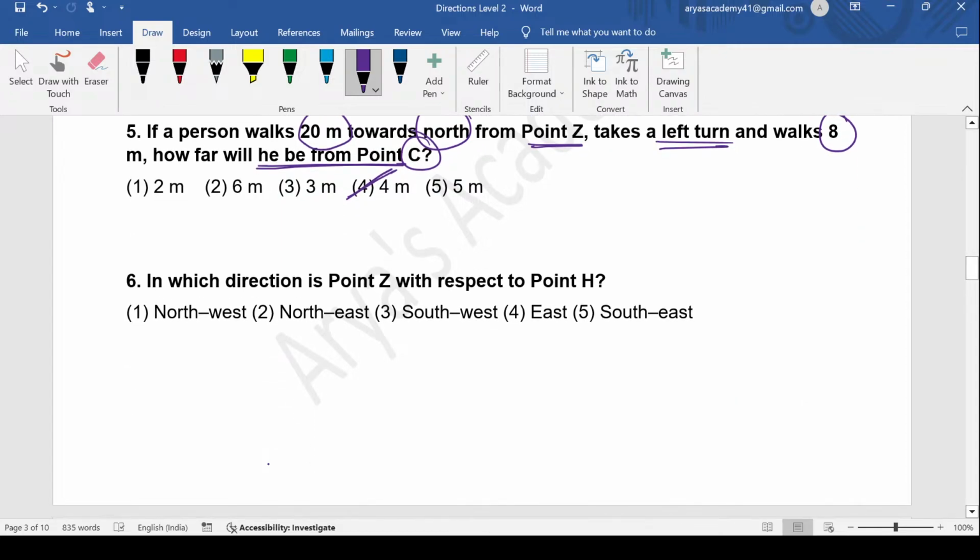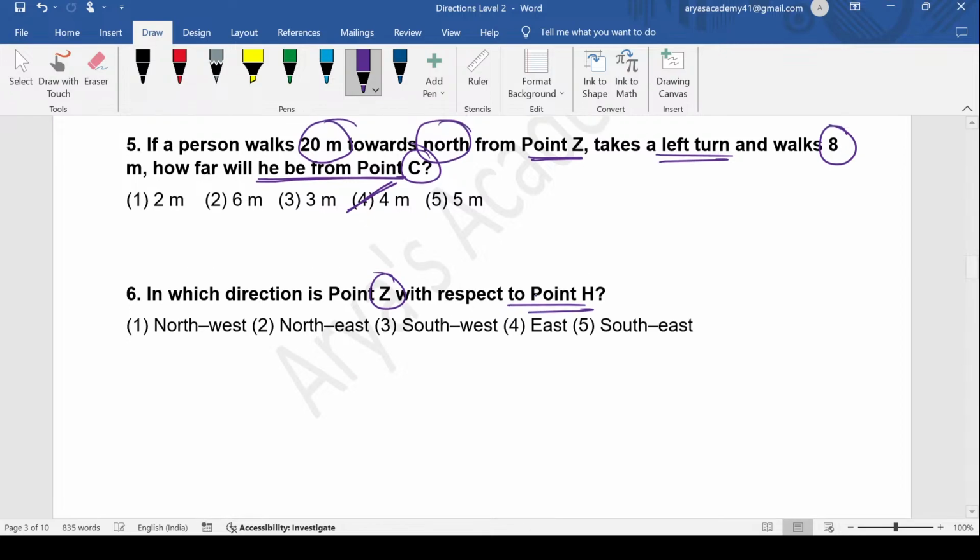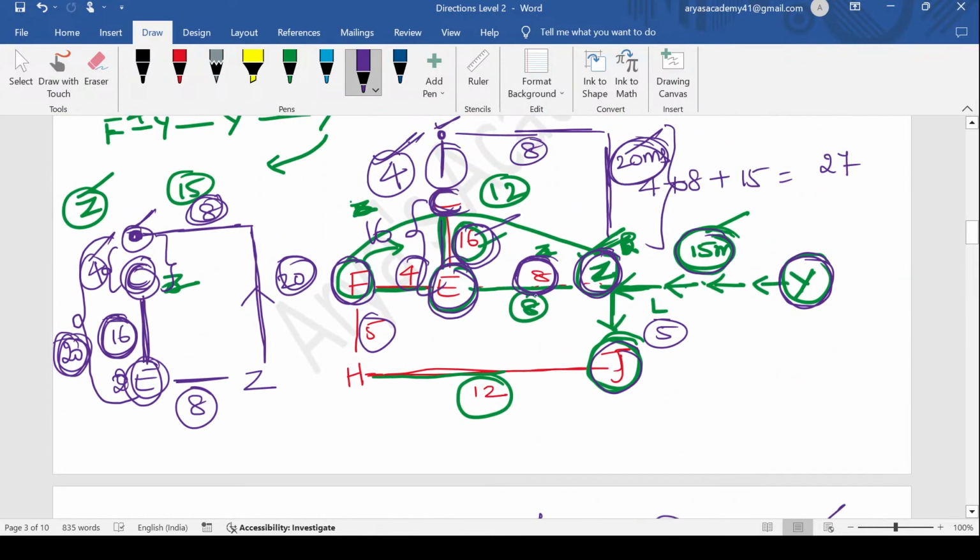And last and final question based on this particular paragraph, they're asking you in which direction is point Z. Point Z is in which direction with respect to whom? Point H. So you have to look from point H and tell the direction of point Z. See, I changed the color to make it clear for you. Point H is here and point Z is here. They're asking you from H, what is the direction of Z? So from H, this is the direction.